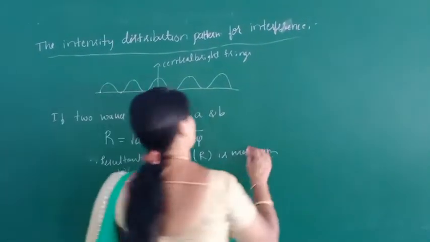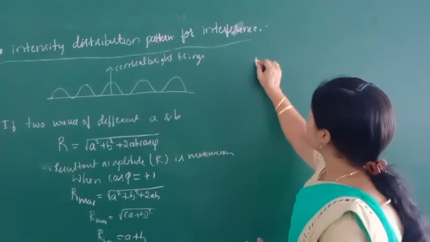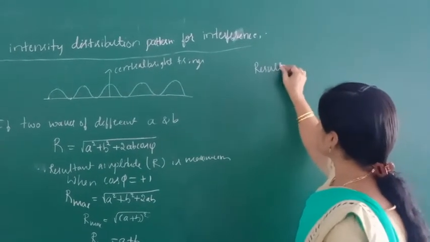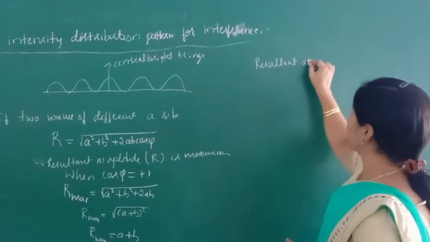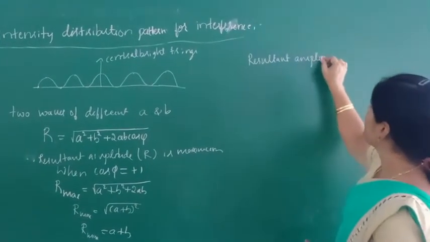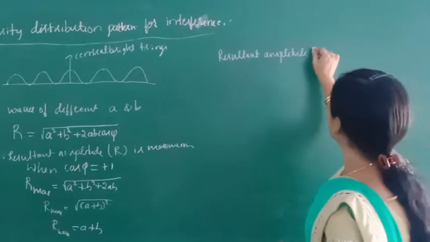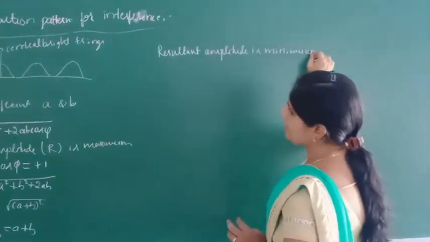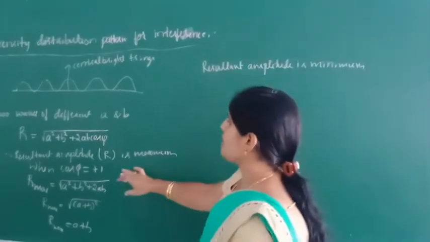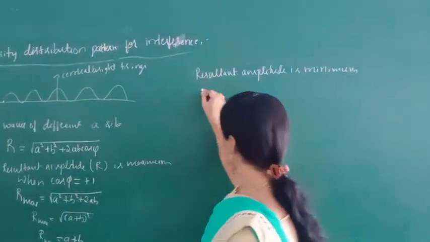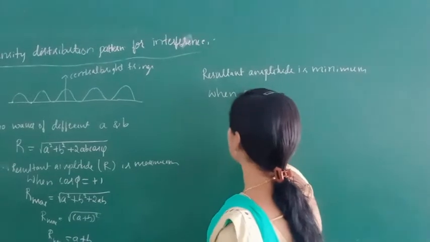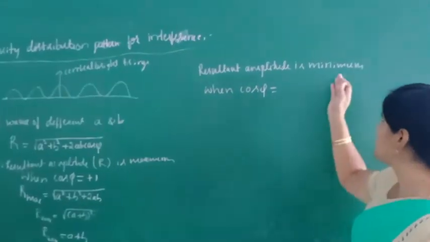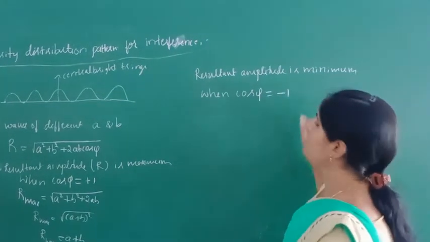Okay. Next, the resultant amplitude is minimum. The resultant amplitude is minimum when cos phi is equal to minus 1. The resultant amplitude is maximum when cos phi is equal to plus 1, and the resultant amplitude is minimum when cos phi is equal to minus 1.